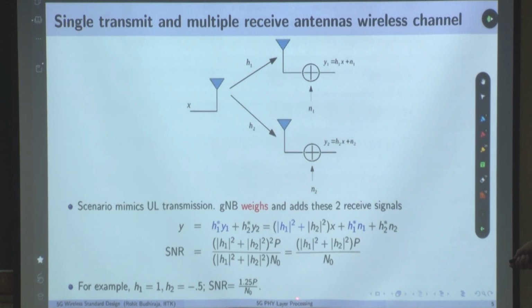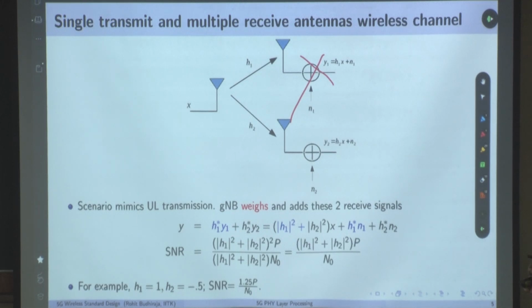I have just substituted these values. Now, let us say this is not there, correct. What will be the SNR? If you look at this channel, it is 0.25 P by N naught, and the SNR is a poor SNR, 0.25 P by N naught.